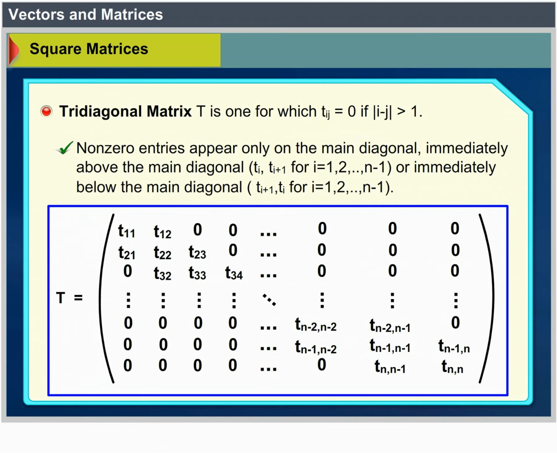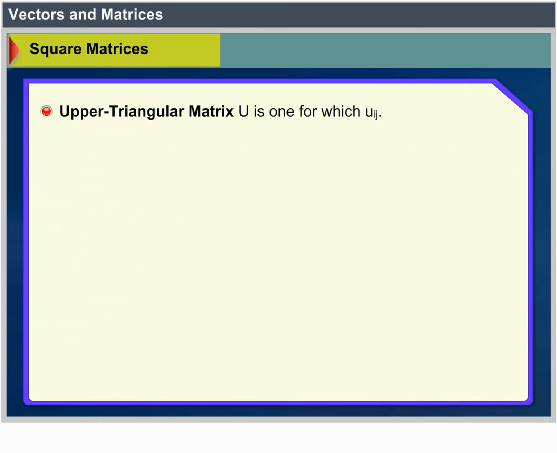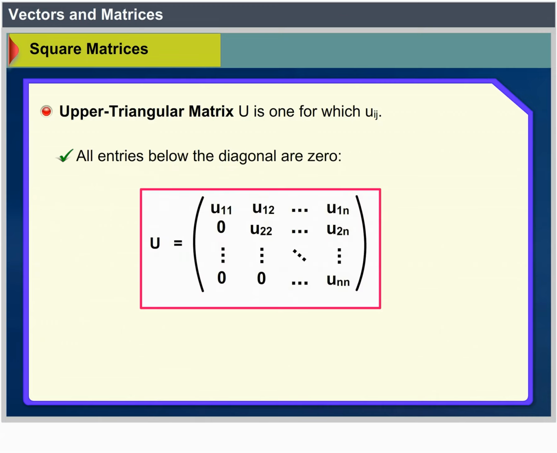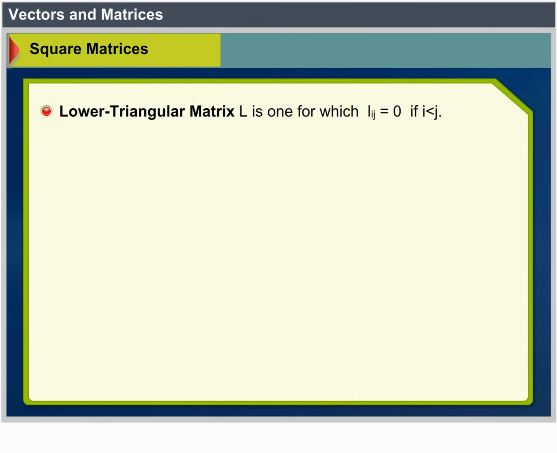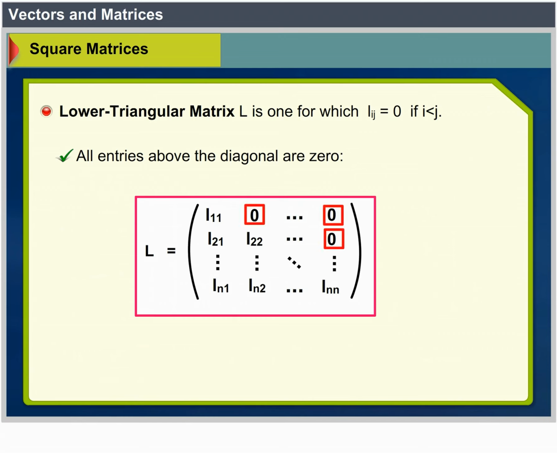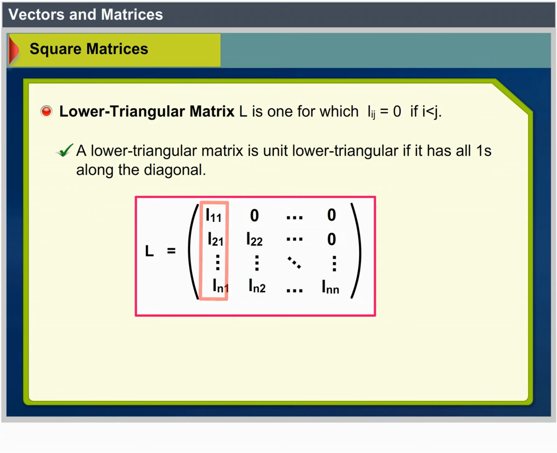Upper triangular matrix. An upper triangular matrix U is one for which u_ij = 0 if i is greater than j. All entries below the diagonal are 0, as shown here. An upper triangular matrix is unit upper triangular if it has all ones along the diagonal. Lower triangular matrix. A lower triangular matrix L is one for which l_ij = 0 if i is less than j. All entries above the diagonal are 0, as shown here. A lower triangular matrix is unit lower triangular if it has all ones along the diagonal.